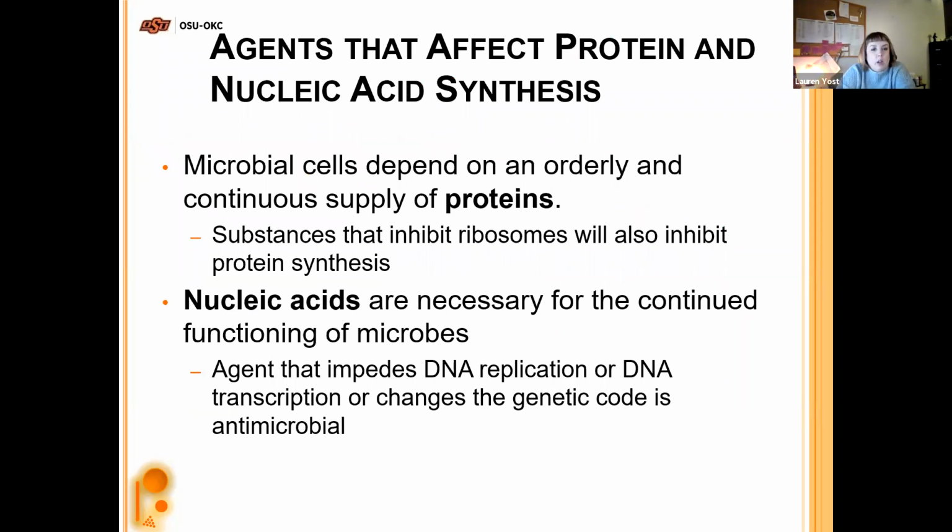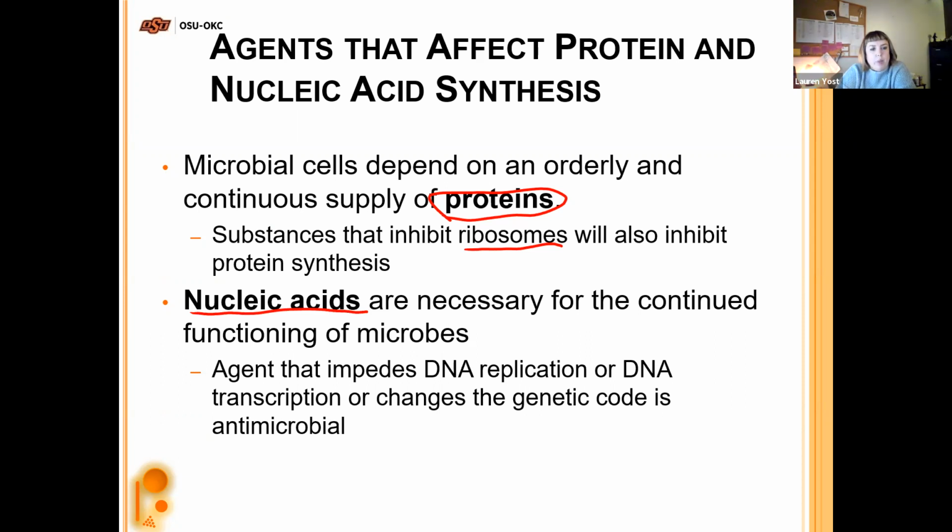So how do we affect protein and nucleic acid synthesis? All cells rely on a continuous supply of proteins. We need them to do everything. That's what your genes code for. So obviously you need a lot. So we want to inhibit ribosomes, because if you inhibit a ribosome, you inhibit protein synthesis, because ribosomes are necessary for protein synthesis. We can also inhibit nucleic acids.